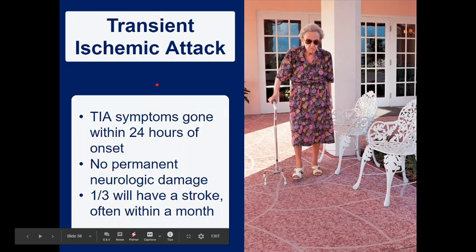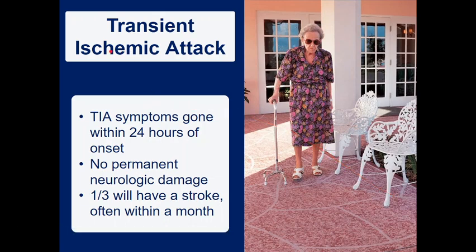All right, so you can have something that is transient. It's called a transient ischemic attack. So it's similar to angina that goes away with rest, but it doesn't lead to permanent deficits. So a TIA occurs, and the symptoms resolve within a day of the onset. Now, you can't diagnose this when it's going on. This is a retrospective diagnosis for the physicians in the ER. If they get to a hospital and then the symptoms resolve, they can say, oh, maybe it was a TIA.